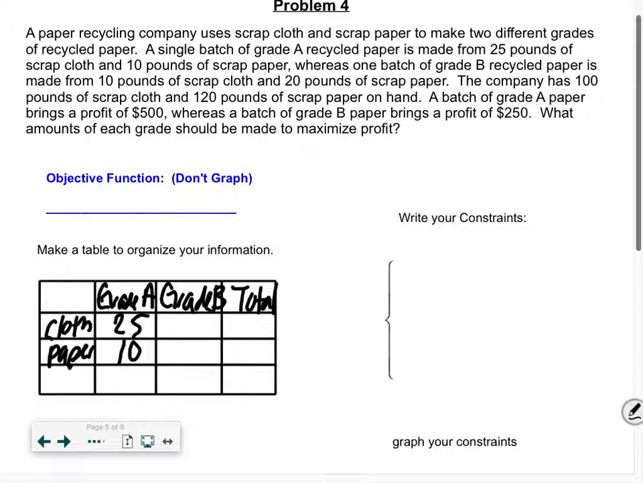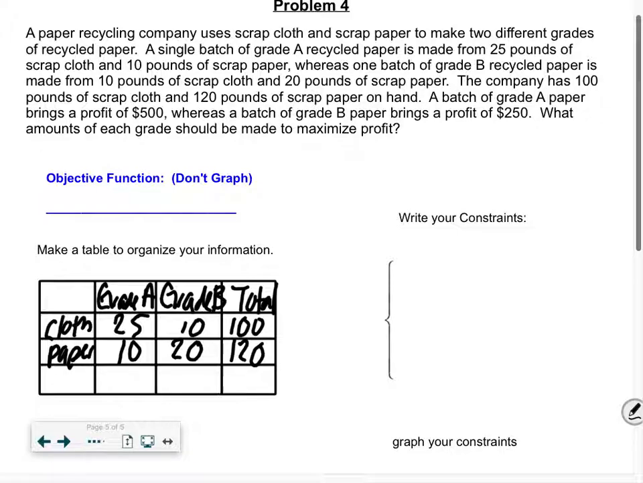Okay. Grade B is made of 10 pounds of scrap cloth. So I got 10 for grade B cloth. And 20 pounds scrap paper. So I got 20 scrap paper for grade B. The company has 100 pounds of scrap cloth and 120 pounds of scrap paper on hand. So where's that stuff gonna go? At the bottom? Or in total? Our total, yeah. 100 is the max you have for cloth, and 120 is the max you have for paper.